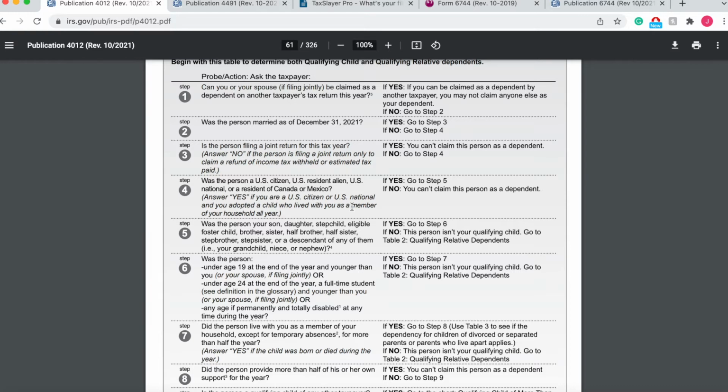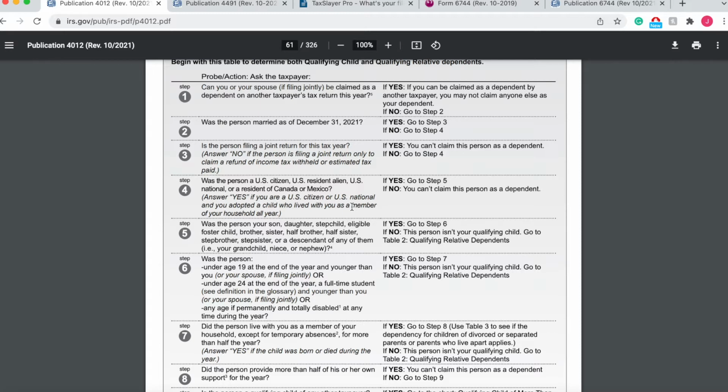Resident alien, national of, or a resident of Canada or Mexico? Yes, because if you'll remember during the interview, we talked about them being residents. And was the person your son, daughter, stepchild, child, eligible foster child, brother, sister, half brother, half sister, a bunch of relationships there? Yes, we talked about already that they're Jennifer's children.